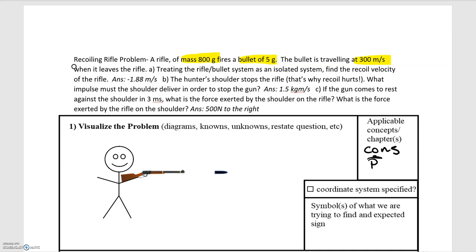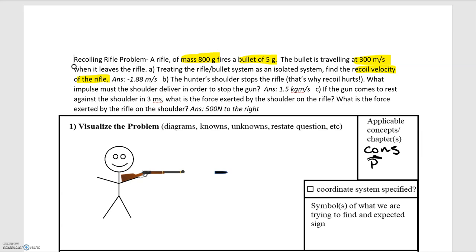So we're told what our system is to start. Our system that we need to look at for the first part is the bullet in the rifle. And we're asked to find what the recoil velocity is of the rifle. So we're looking for a velocity.